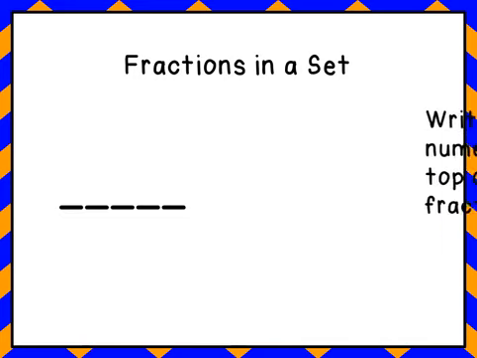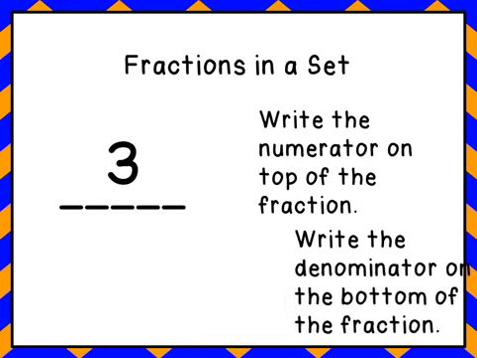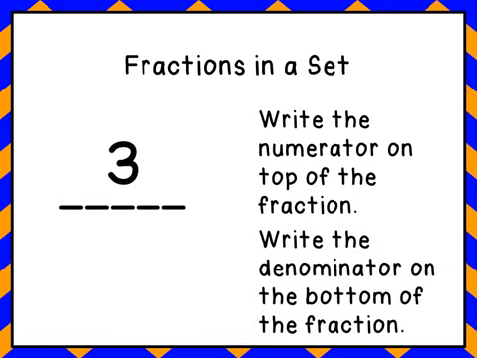So we would write it like this. We write the numerator on top of the fraction. We had 3 red apples, so we're going to write 3. And we write the denominator on the bottom of the fraction. We had 5 apples altogether, so 3/5 of the apples are red.